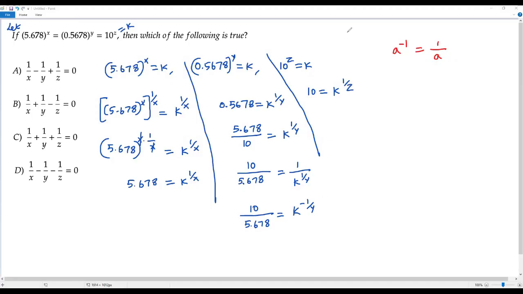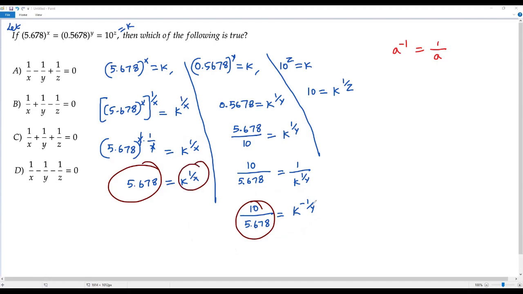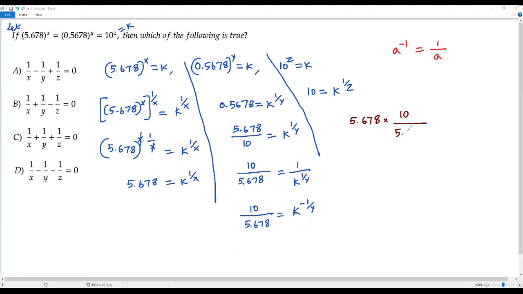Okay, now let me consider this one and this one. I'm going to multiply these two equations. Whenever I multiply two equations, I have to multiply the left sides and multiply the right sides. Okay, first let me multiply the left side. Then I'm getting 5.678 times the left side of this equation, that is 10 over 5.678. Now let me multiply the right side. Then I'm getting k to the power of 1 over x times k to the power of negative 1 over y. Here this 5.678 will cancel out. I'm getting 10 on the left side.